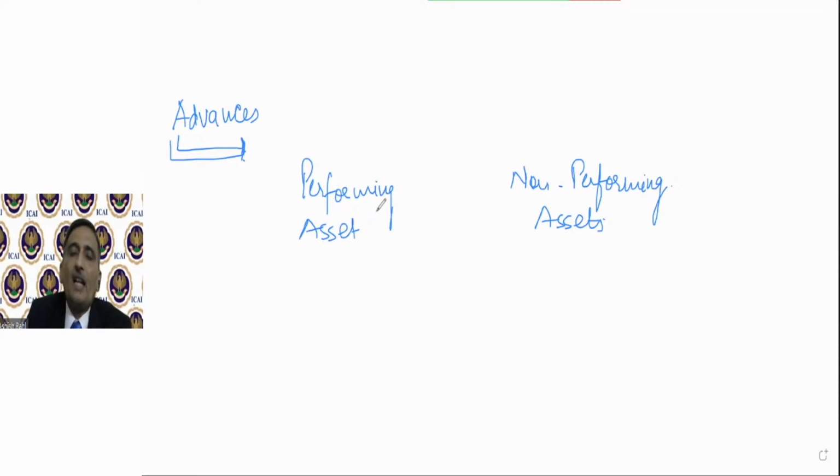Transferring a specific debt, transferring a specific book debt, is also an example of assignment.